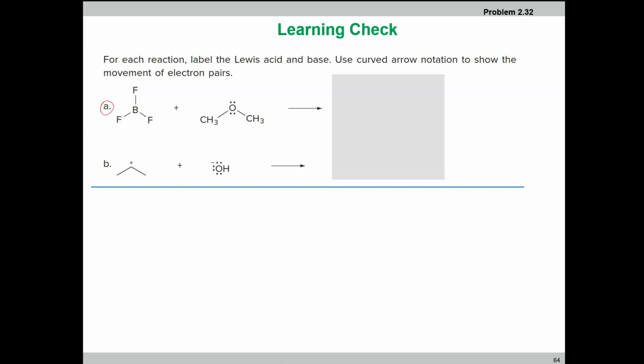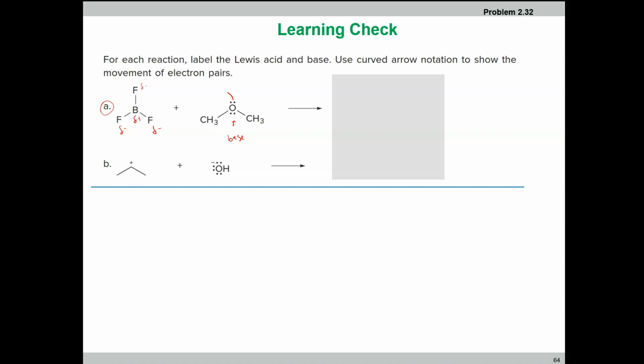But we know that we have a base here because we have lone pairs of electrons. And we have a partial positive here if we look on the periodic table, looking at boron and fluorine, one of the more electronegative elements. We're going to have these differences in electronegativity. So this is how I would determine what's the acid and the base.